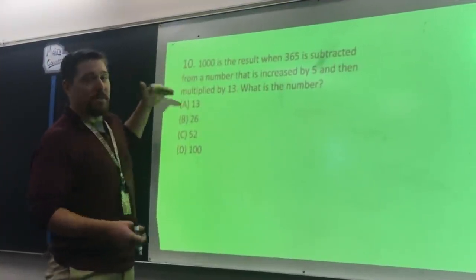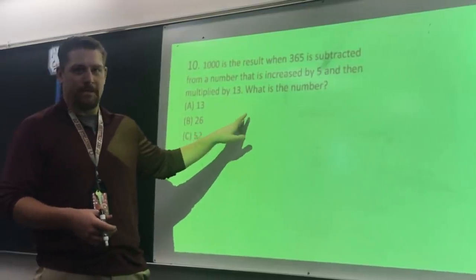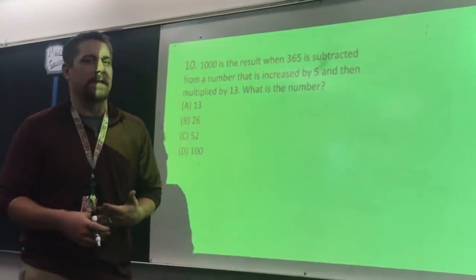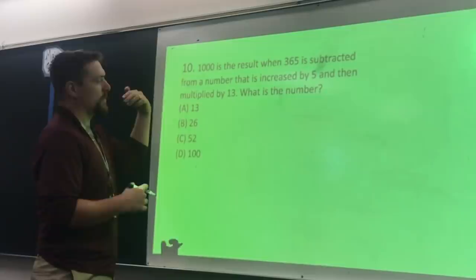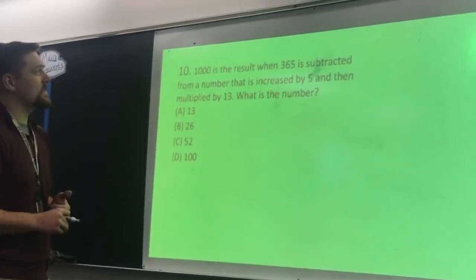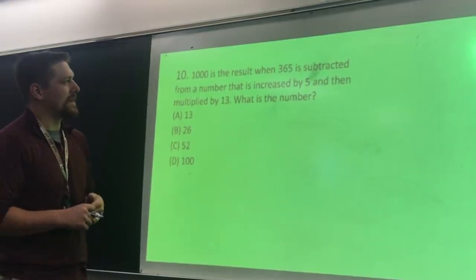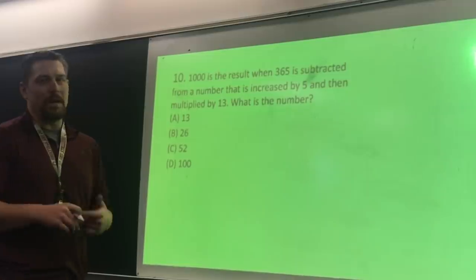All right, guys, we're going to do problem number 10 now. Now, this one is very word tricky, so make sure you try and follow along. Try and label the words that represent the operations I'm expressing. All right, so the first part here says, we'll read the whole thing. 1,000 is the result when 365 is subtracted from a number that is increased by 5 and then multiplied by 13. What is this number?